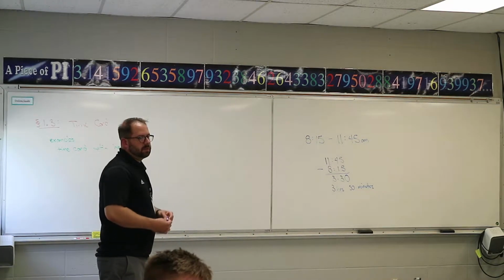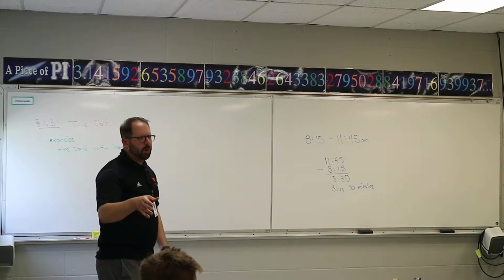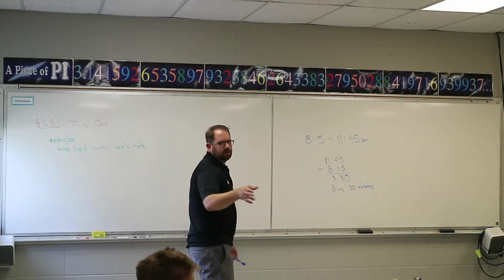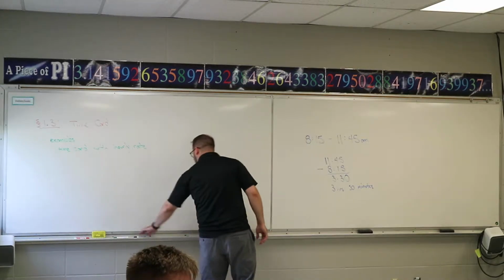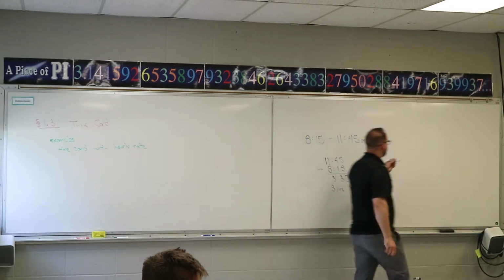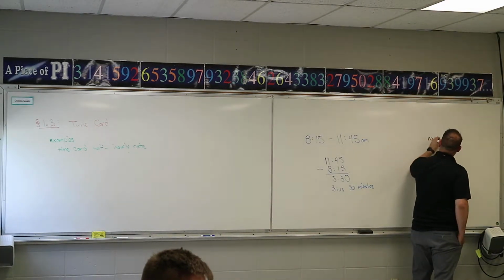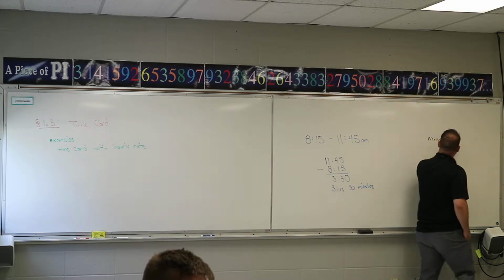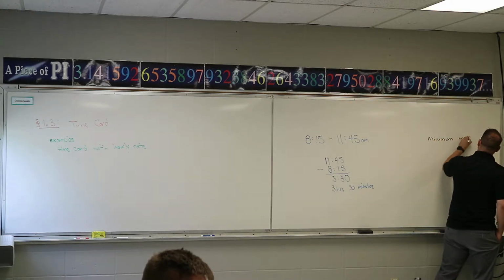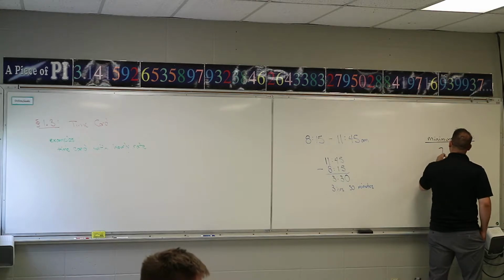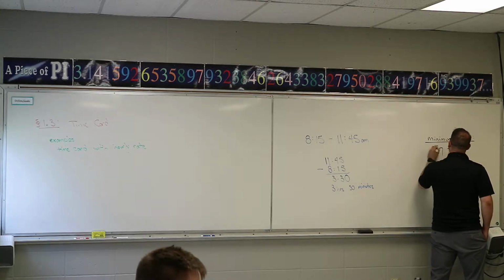Does that make sense? Okay, what was minimum wage again? What did we talk about the other day? $7.25. God, it's still low. All right, $7.25. So, minimum wage is $7.25 an hour.